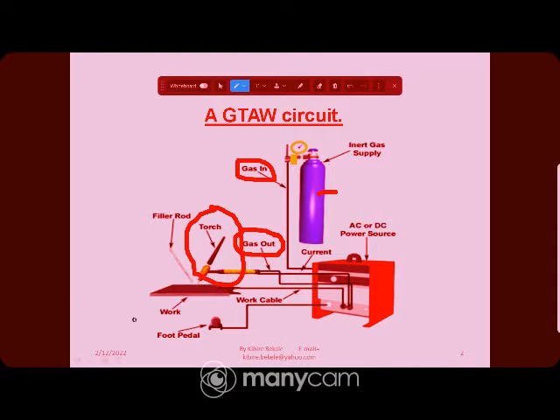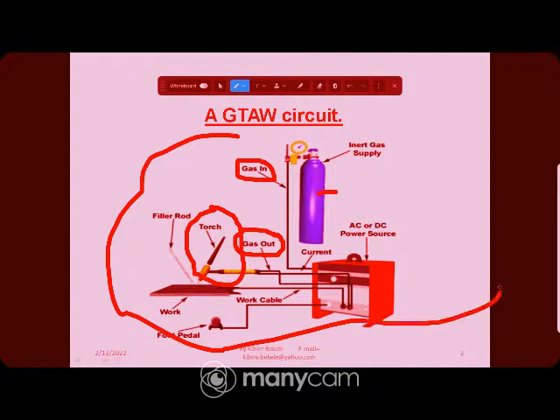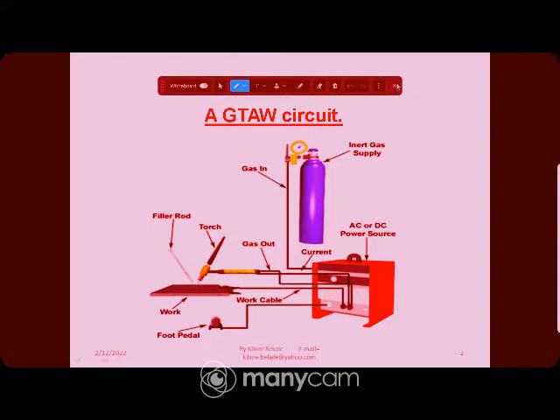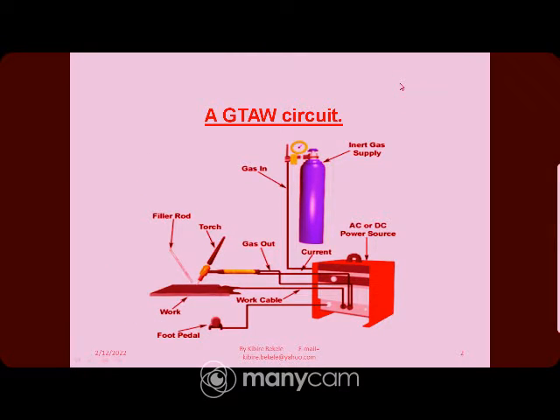So here there is the workpiece, and here there is a ground cable. In some cases we can call it the work cable, ground cable, or earth cable. So this shows the total gas tungsten arc welding process, and these are the parts of the gas tungsten arc welding process.